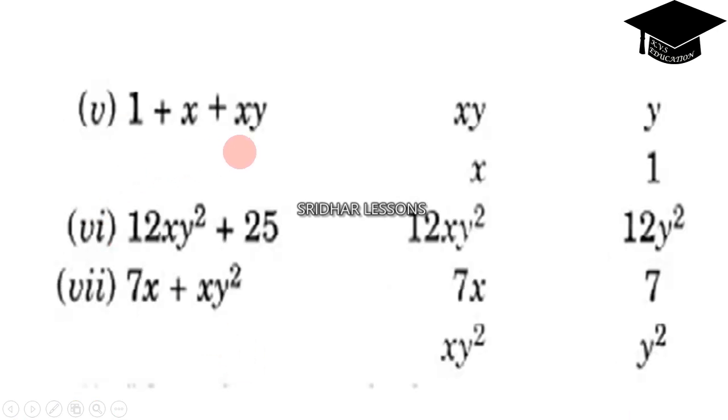Question number 5, 1 plus xy. Here the terms with x are x and xy, and the coefficients are y and 1. Question number 6, 12xy square plus 25. So we have 12xy square with x, and the coefficient is 12y square, because 12y square is the coefficient with x.